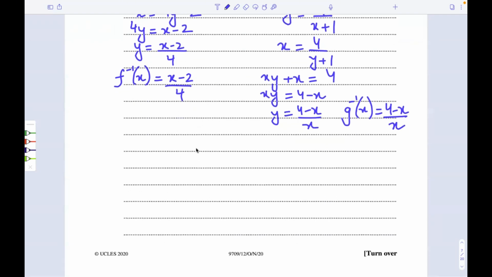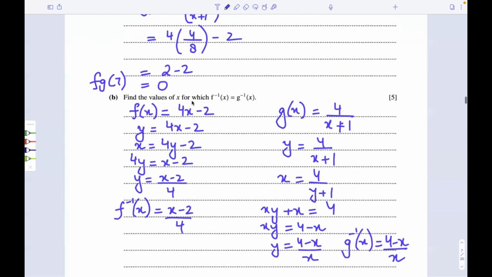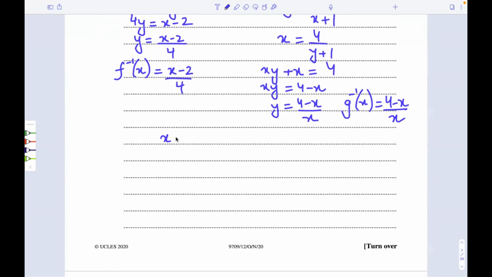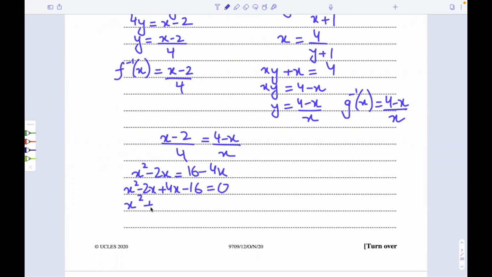Now, we have to equate these, as it says the values of x for which f inverse is equal to g inverse. So we write x minus 2 upon 4 is equal to 4 minus x upon x. Cross multiplying, we have x square minus 2x is equal to 16 minus 4x. Bringing the right hand side to the left hand side, we have x square minus 2x plus 4x minus 16 is equal to 0. This will become x square plus 2x minus 16 is equal to 0.